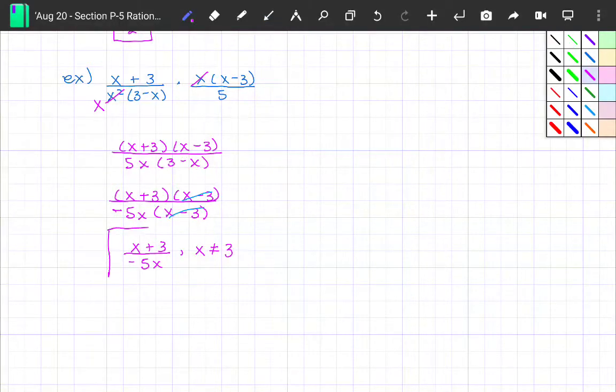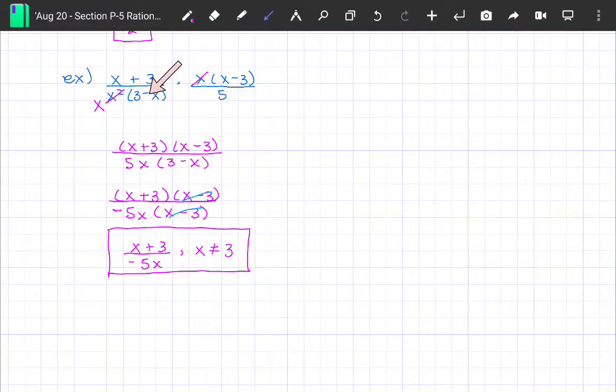0 is still implied. There's still an x in the denominator. Another way of thinking about it is, if you have something in the denominator that is no longer in the denominator, you need a restriction. What makes that equal 0? We had an x in the denominator, but we still have an x in the denominator. I don't have to list 0 as a restriction, but I did have to list the 3.